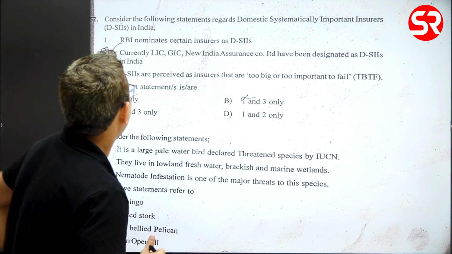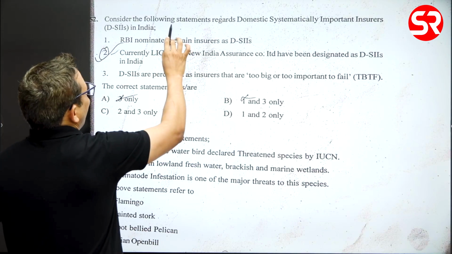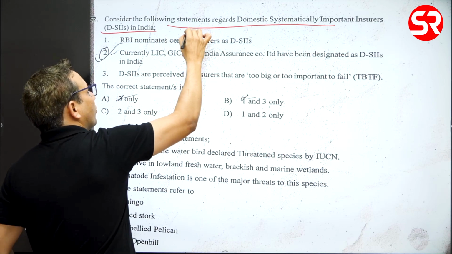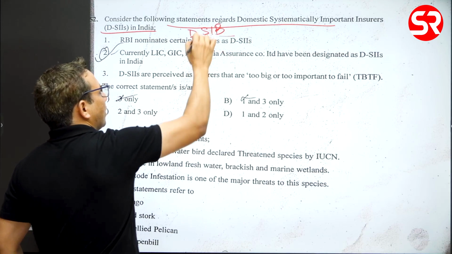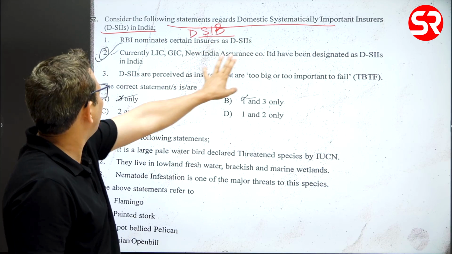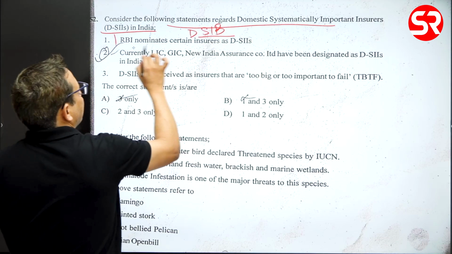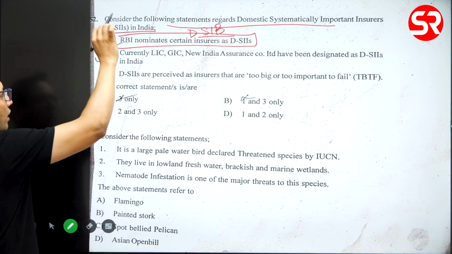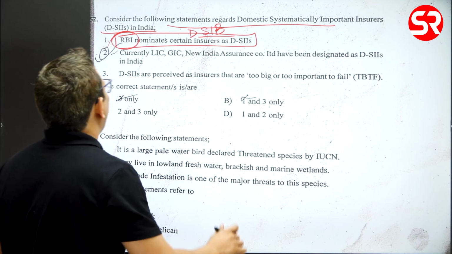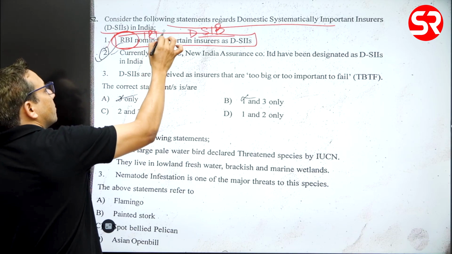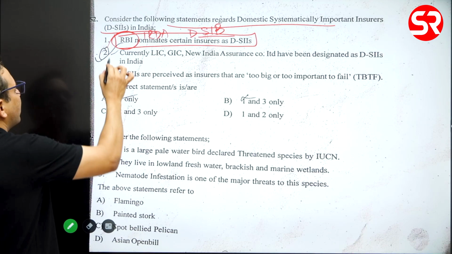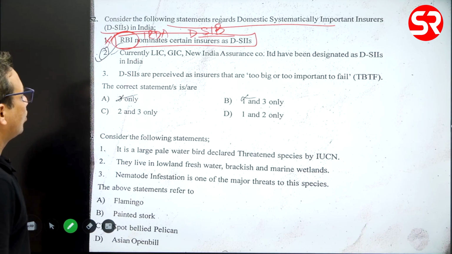The question is, consider the following statements regarding domestically systematically important insurers. The way we have domestic systematically important banks for the banking sector, for the insurance sector we have domestically systematically important insurers. The RBI nominates certain insurers as D-SIIs. RBI is for the banking sector; RBI would nominate domestically systematically important banks. IRDA nominates certain insurers as domestically systematically important insurers. First statement is wrong. So obviously these two are negated.